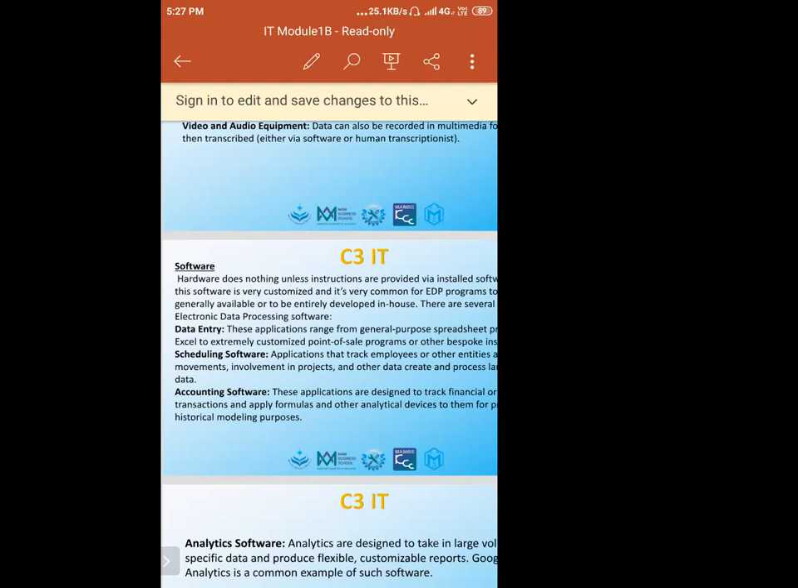Yes, sir. Understood. Data entry means from the keyboard we will enter all the data. Likewise, we will enter all the data on an Excel sheet. Today what are the sales? Today what are the purchases? Today what are the expenses? Everything you will enter in an Excel sheet.